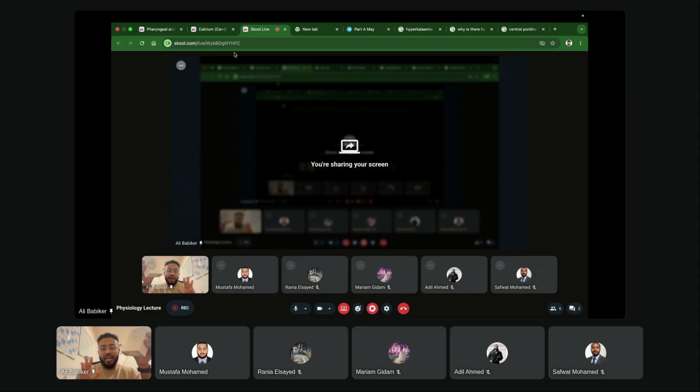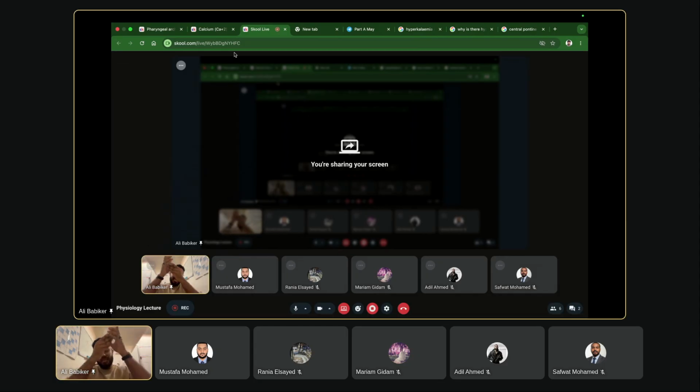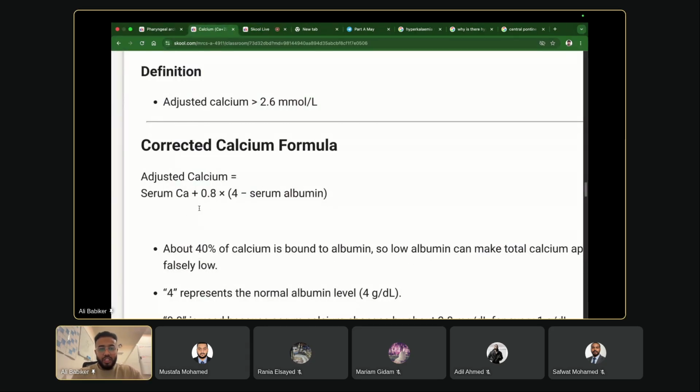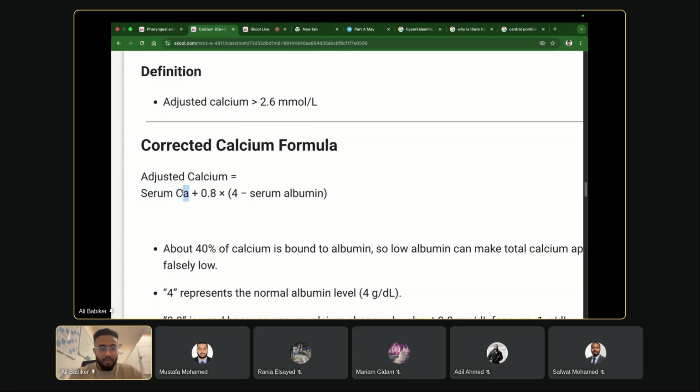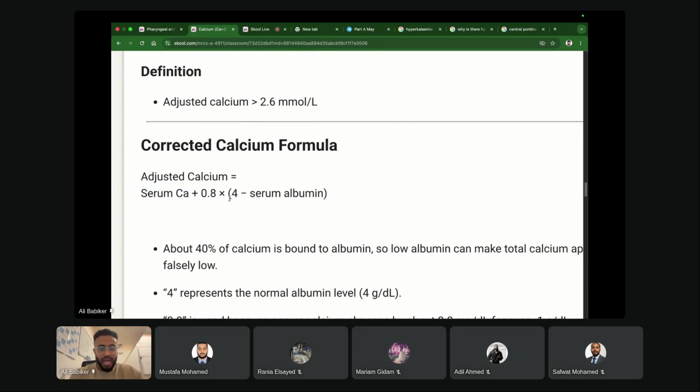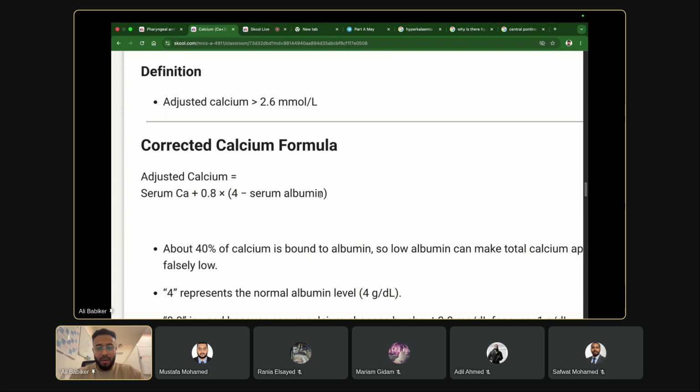And if albumin is high, that will also give you a false reading. This will tell you the calcium is reading. The calcium is high also. So how to correct it? You correct it with this one, which is serum calcium plus 0.8 multiplied by 4 minus serum albumin.